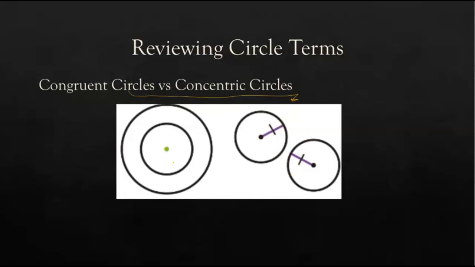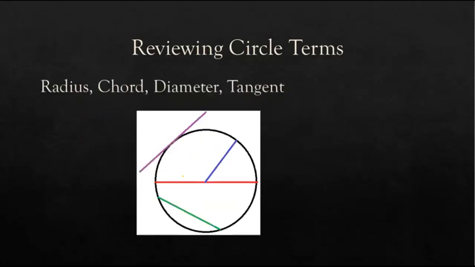Over here, we have concentric circles. So the concentric circles are right here. Concentric means with center. They have the same center. So they're going to be circles inside of each other because they start from the same center but are different sizes. Radius, chord, diameter, and tangent.